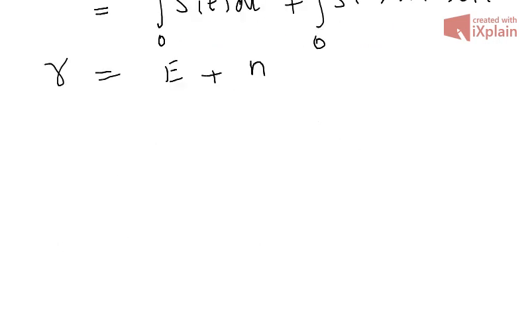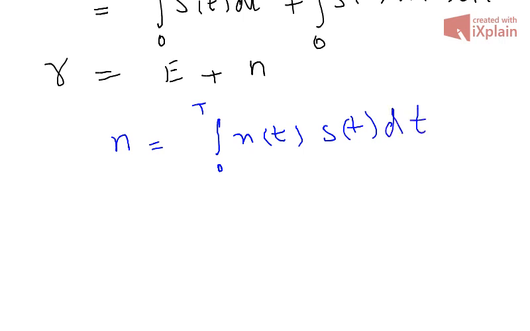Now we see this n of t. If you observe this n, this is the integral from 0 to T of n of t s of t dt. This is n, right? When you say n square, you are actually multiplying n with n.